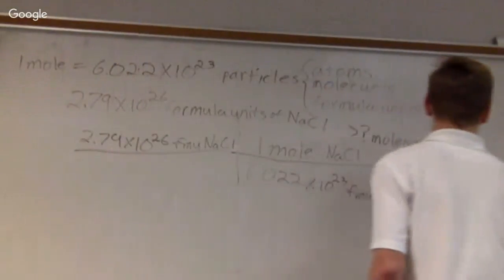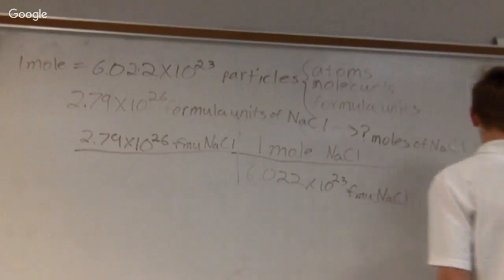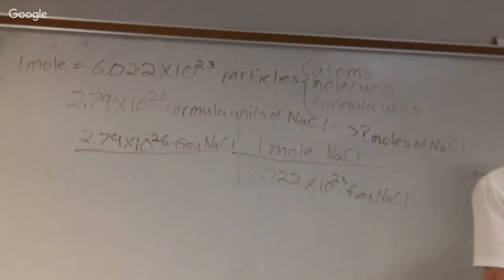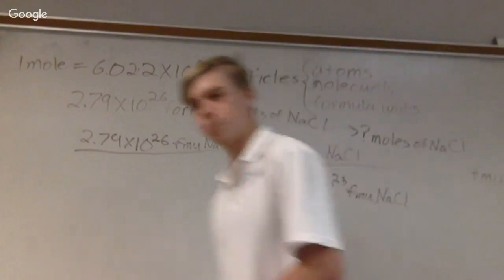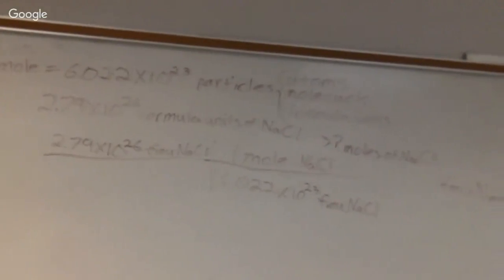On the right hand side, leave a space and write FMU NaCl, because we want to take care of the units first, and we all agree that the formula mass units are the only units that are left standing right now. Then we want to take care of the exponents. I'm going to do it the old school way. I'm going to take care of the exponents first before I punch it in the calculator.